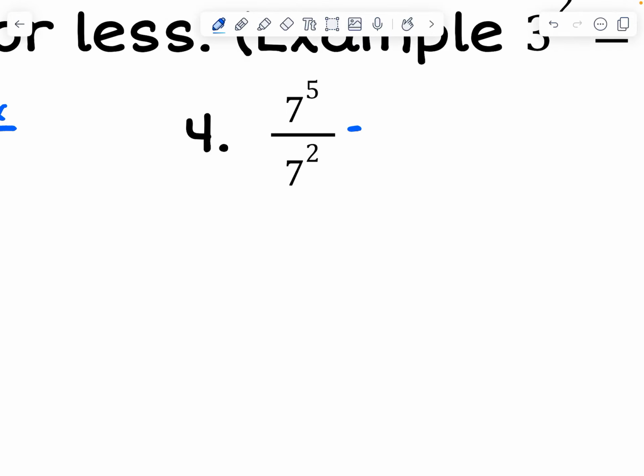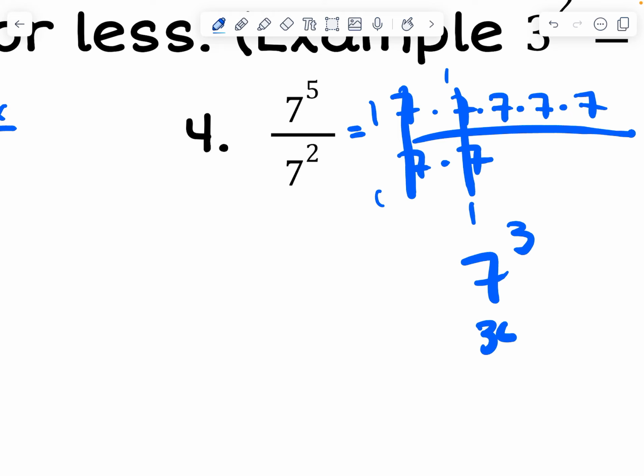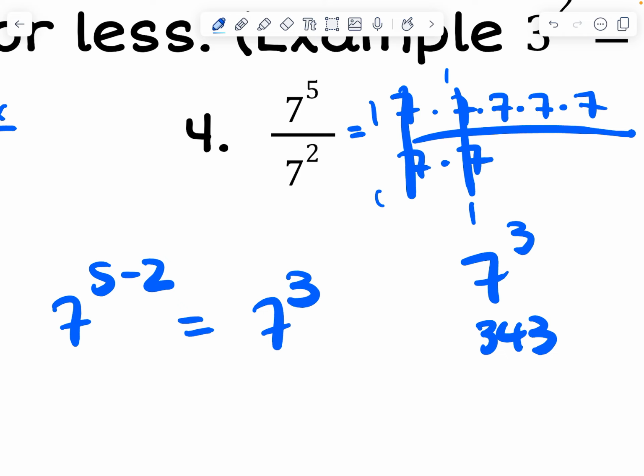Okay, again, same thing here. 7 times 7 times 7 times 7 times 7 over 7 times 7. Cancels, that's 1. Cancels, that's 1. I have 7 to the 3rd power, and 7 to the 3rd power would be 343. Or I could have subtracted my exponents, got 7 to the 3rd power, and it would still be 343.